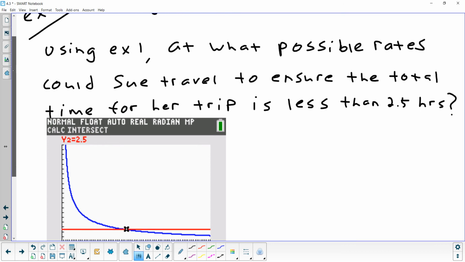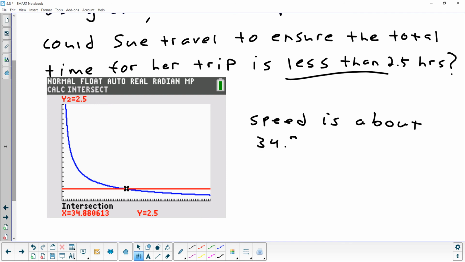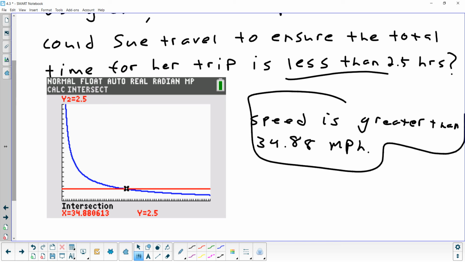At what rates does she have to travel to complete the trip in less than 2.5 hours? John? X is greater than 34.88. Yes, because it does say strictly less than. It doesn't say less than or equal. So the speed is, I should say not about, is greater than 34.88. The speed is greater than 34.88 miles per hour. Any question on that?